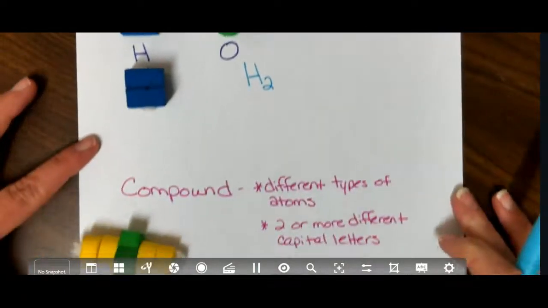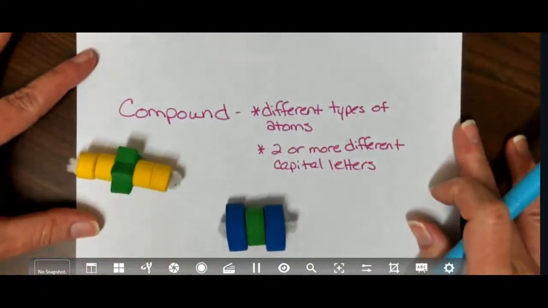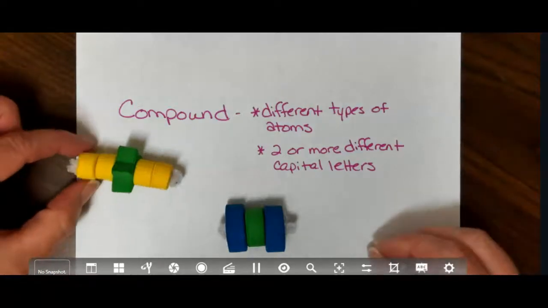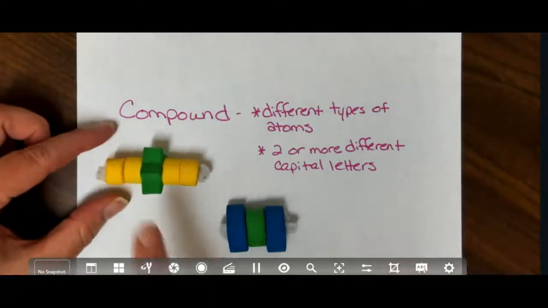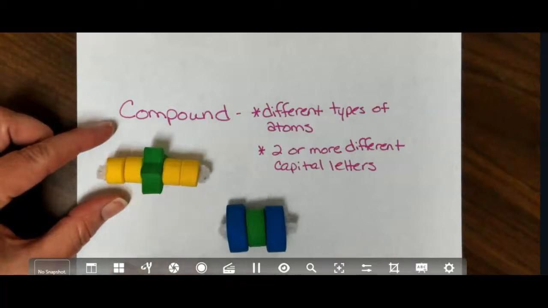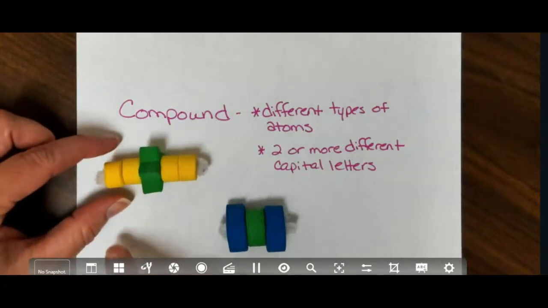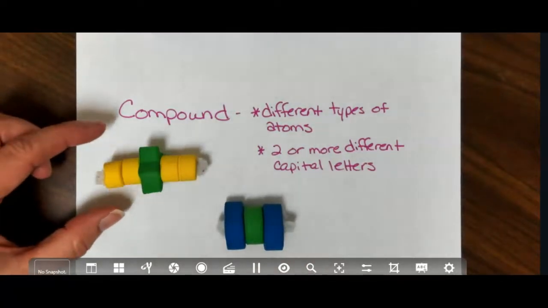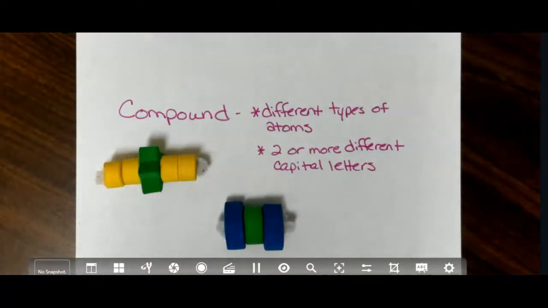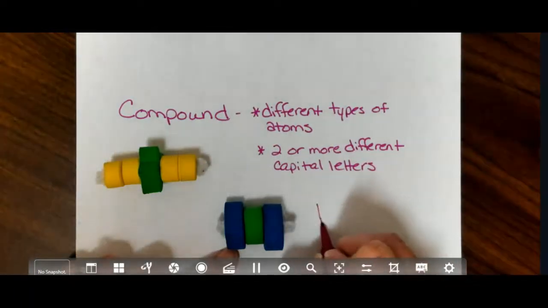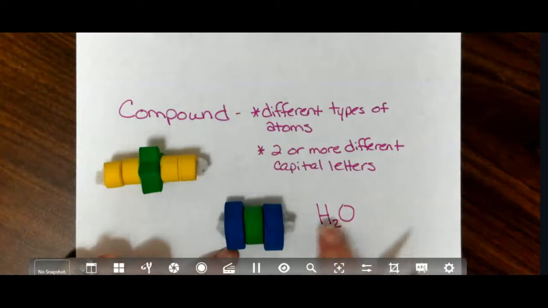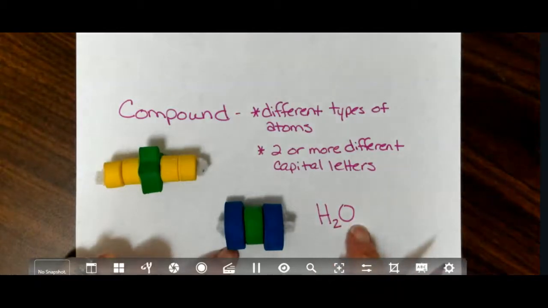Now a compound, on the other hand, is multiple atoms. So in a compound, we have two or more atoms. If you look at this first one, I have two different shapes or two different colors, so I'm representing two different types of atoms here. In this one, I also have two different shapes, two different colors. So if we look at this, for this compound, this could be written as capital H, subscript, capital O, seeing that I have two different letters here.